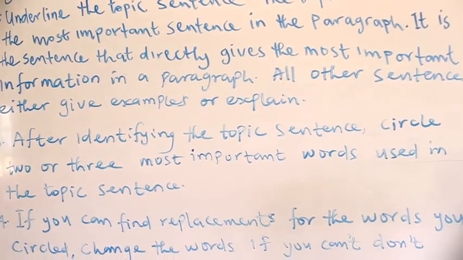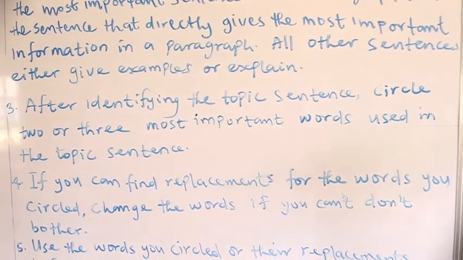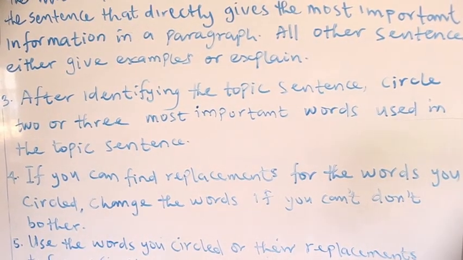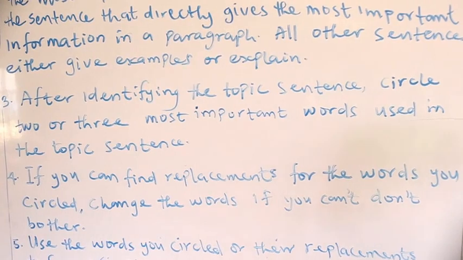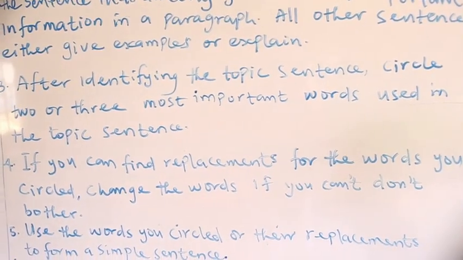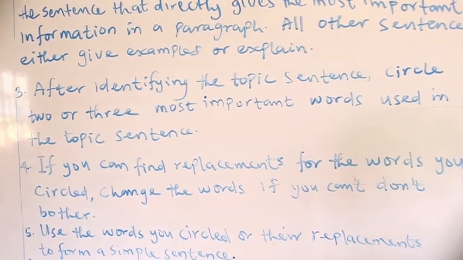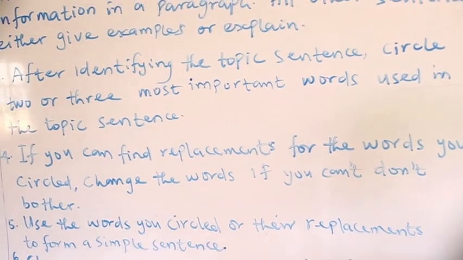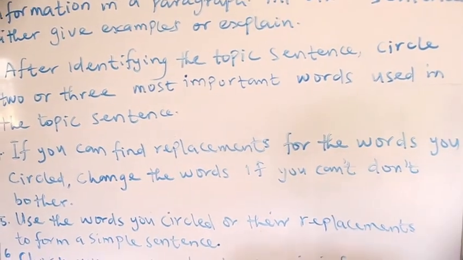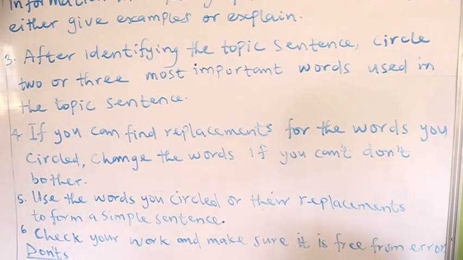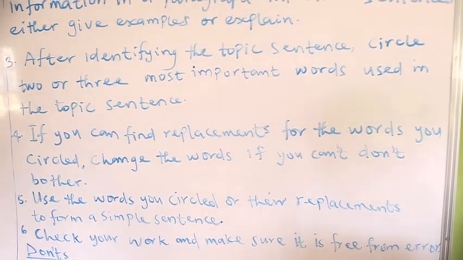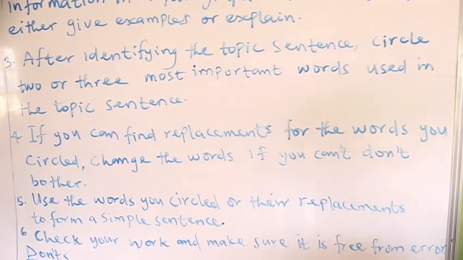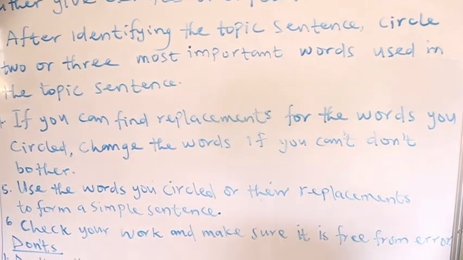Now, the next step: see if you can find replacements for the words you've circled. Under exam conditions, there are times where the right word may not click at that point in time. You don't need to bother. But if you can find replacements for a particular word that you have circled, the better. But if you can't find, like I said, don't bother. Change the words if you can find a replacement for the word that is circled. But if you cannot find, leave it. Now, the next step.